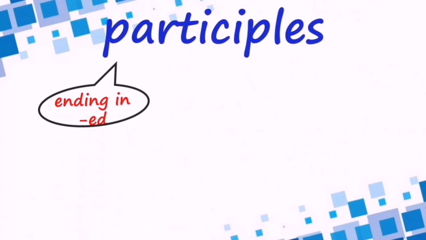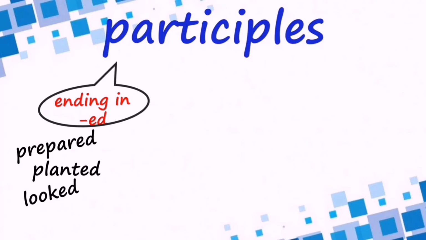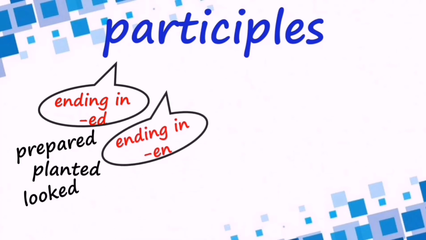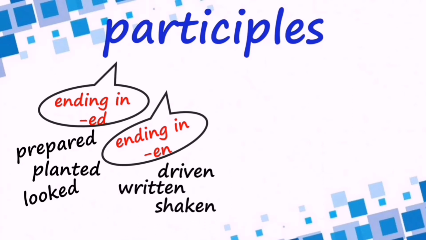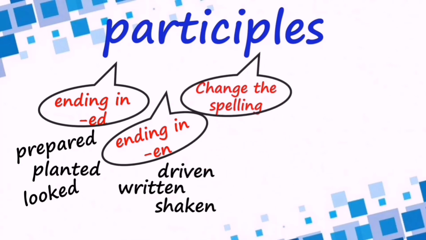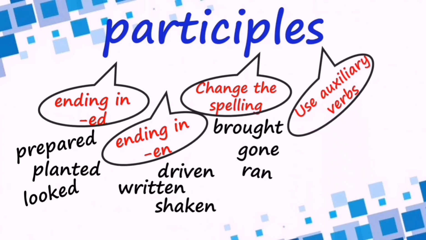Now, what are participles? When we say participles, these are verbs ending in ed. Examples are prepared, planted, and looked. Verbs ending in en, like driven, written, and shaken. Some verbs that change their spelling, like brought for bring, gone for go, and run for run. Participles use auxiliary verbs such as has, have, and had.